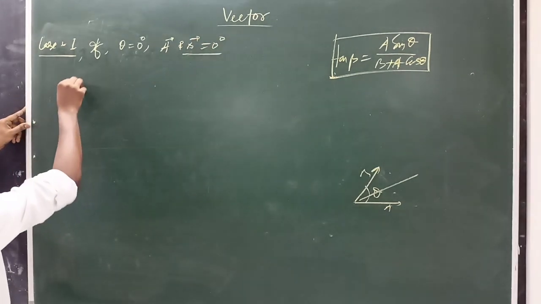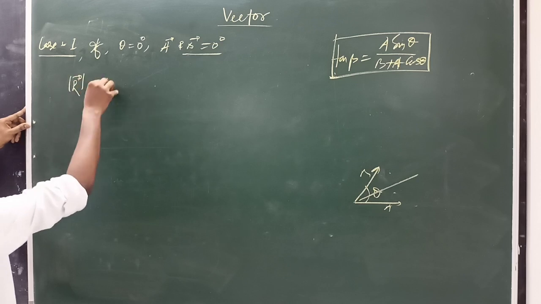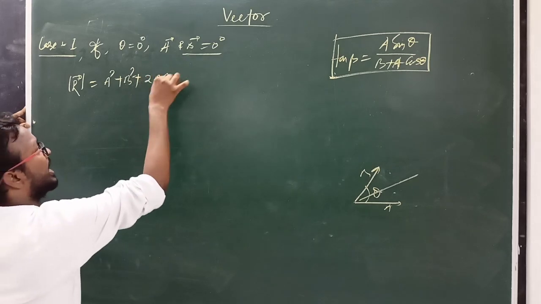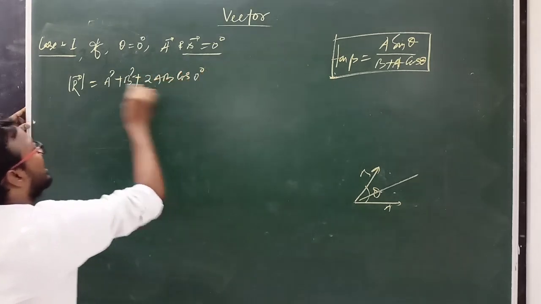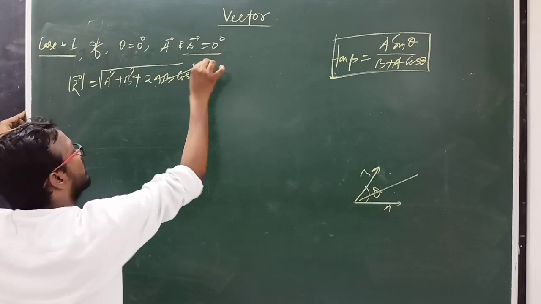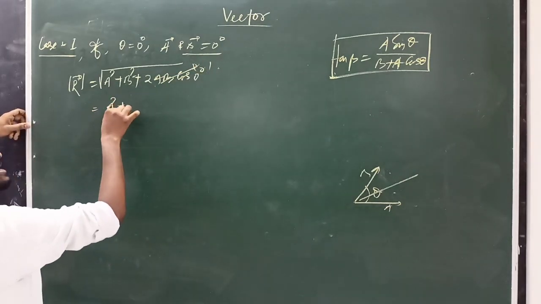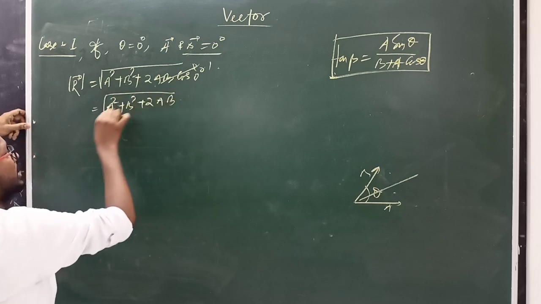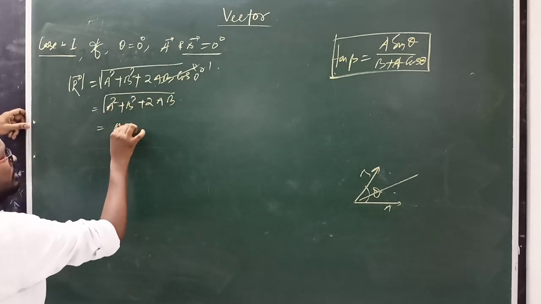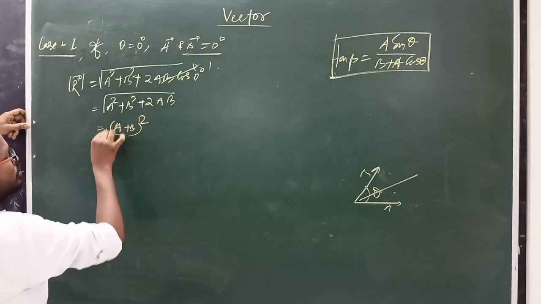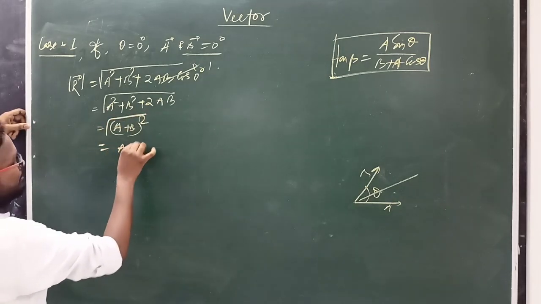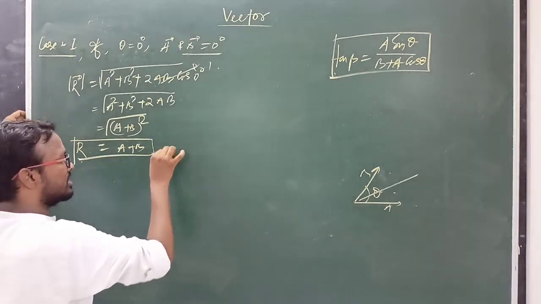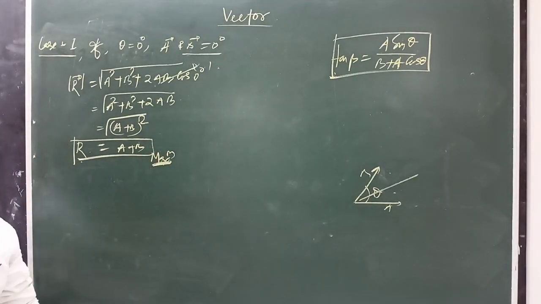Clear? So at that time we have to find resultant. Resultant vector equal to square root of A square plus B square plus 2AB cos 0 degree, and the value of cos 0 is equal to 1. Then square root of A square plus B square plus 2AB, which is equal to square root of A plus B whole square, and that is equal to A plus B. This is resultant vector, and this is the maximum value of resultant.